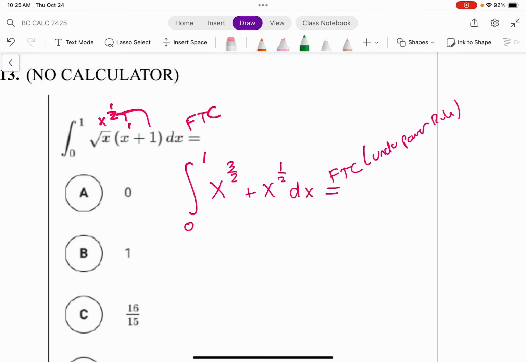All right, so the antiderivative here would be, I'm going to add 1 to the exponent there, so that becomes x to the 5/2, and then I need to cancel it with 2/5, plus the antiderivative of x to the 1/2, so that becomes x to the 3/2, but then I need to cancel it with the 2/3.